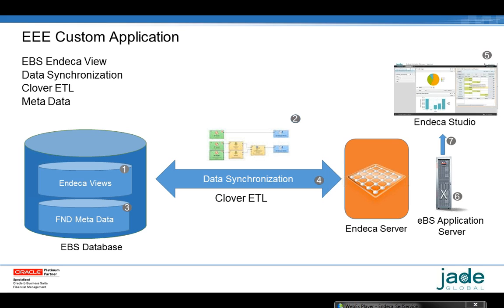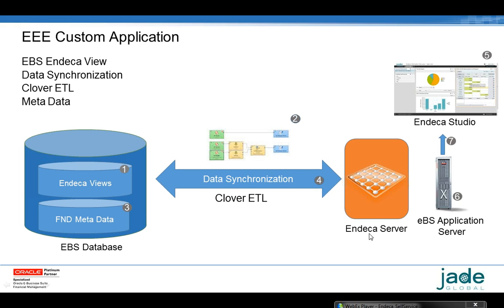You have Oracle EBS. Every out-of-the-box application has an Endeca view, which is your source qualifier. If you are familiar with OBIEE, because most of the audience are OBIEE customers, they know what a source qualifier or a source is. So the Endeca view will give you a gateway into your EBS database. Once you create an Endeca view, you have to create a mapping using your Clover ETL, and you also need to define metadata in the FND about this. Then your Clover ETL will synchronize the data into your Endeca server. That is the 4th step.